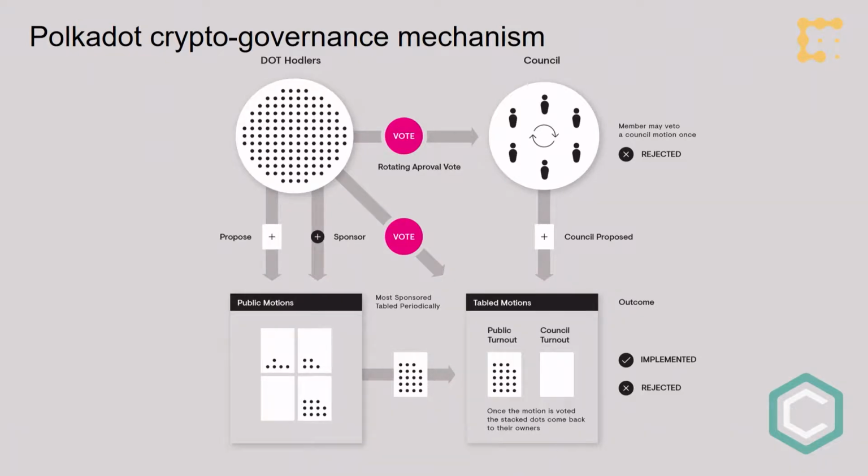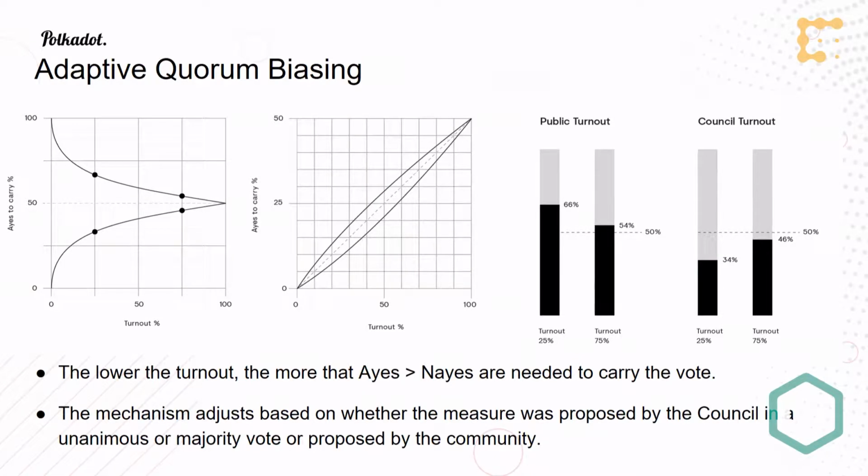So very quickly, you've got DOT holders. DOT holders can vote on council members via approval voting, and then DOT holders vote on all of the tabled motions. If the council tables a motion, then it goes through one set of parameters for voting. If DOT holders table a public motion, other DOT holders can sponsor that. Think of it like a staking version of a Reddit upvote, downvote mechanism. And then those measures get tabled for voting more quickly. We use something called adaptive quorum biasing in order to make decisions and allow the network to evolve.